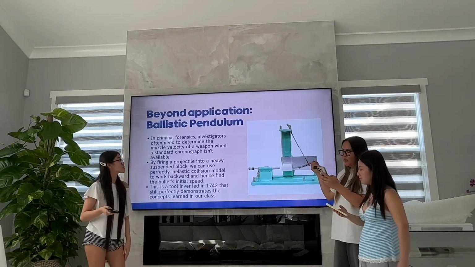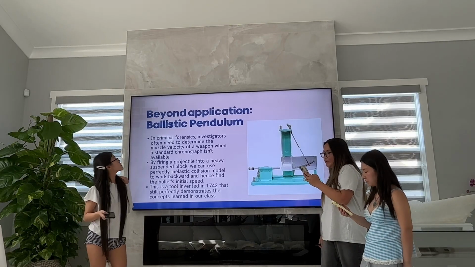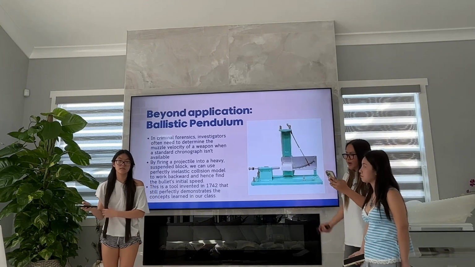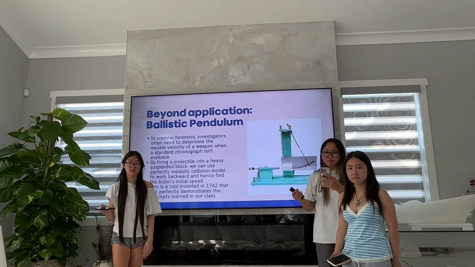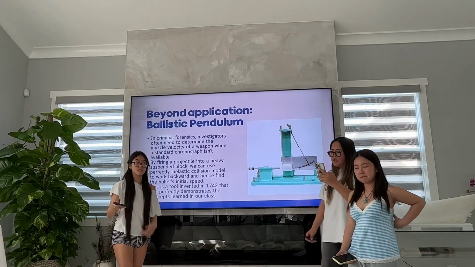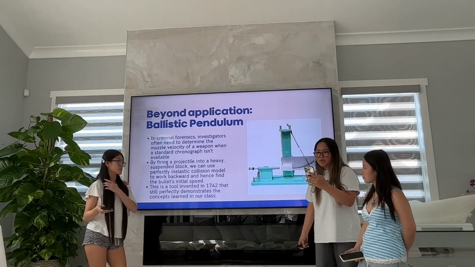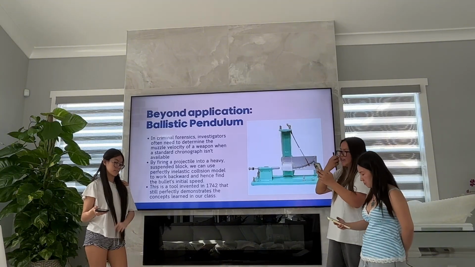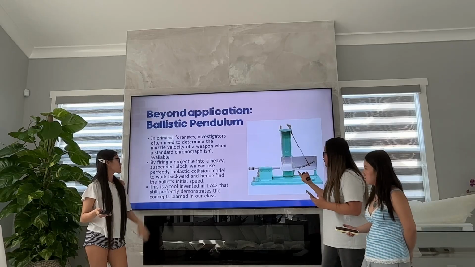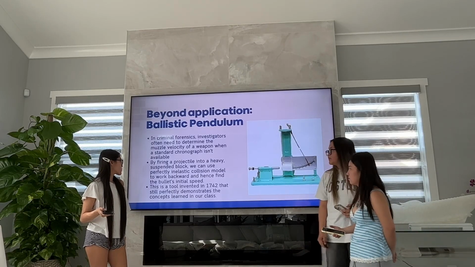A great real-world application of this is the ballistic pendulum, commonly used in forensics to find a weapon's muzzle velocity. Firing a bullet into a heavy suspended block creates a perfectly inelastic collision. By measuring how high the block swings, investigators can use energy and momentum laws to work backward and find the bullet's exact initial speed. This tool was invented in 1742, but it still perfectly demonstrates the concepts that we learned in class.